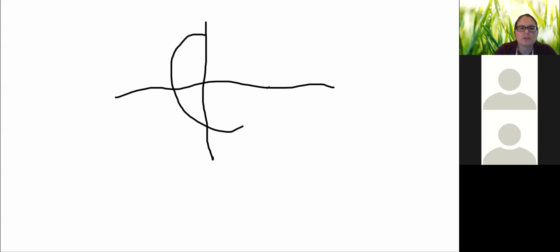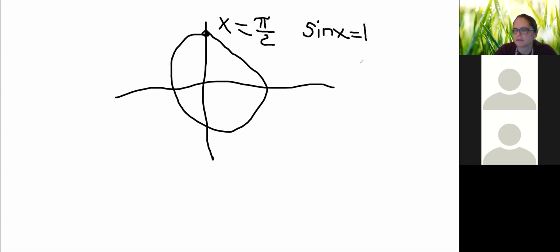Okay, so here's my unit circle. It's not a great circle, but here's the spot up at the top, and x is pi over 2 at this spot. And the sine of x is equal to 1. So far, so good? Okay, so I know the one answer between 0 and 2 pi. That's where I started, with my one answer between 0 and 2 pi.